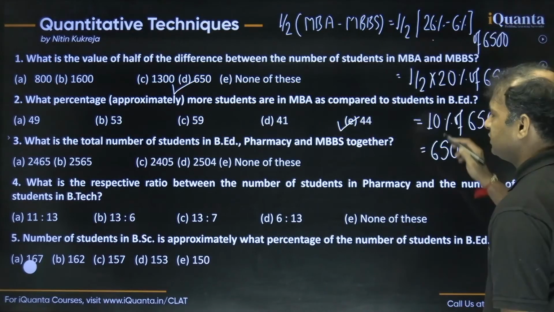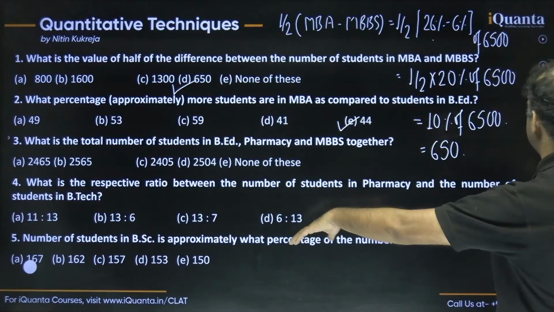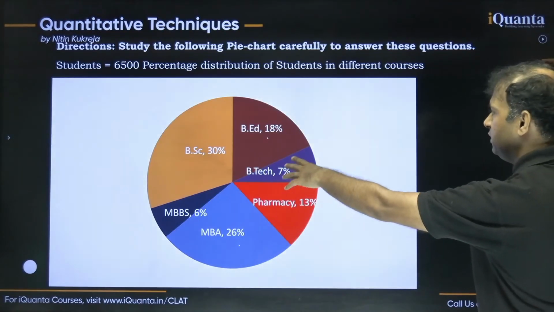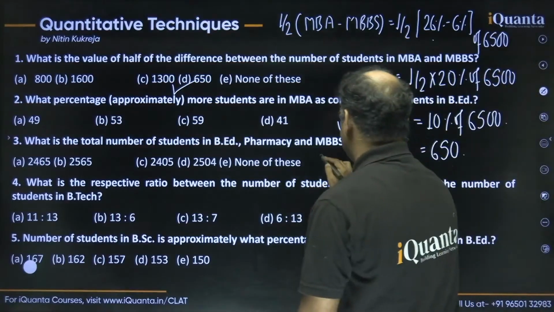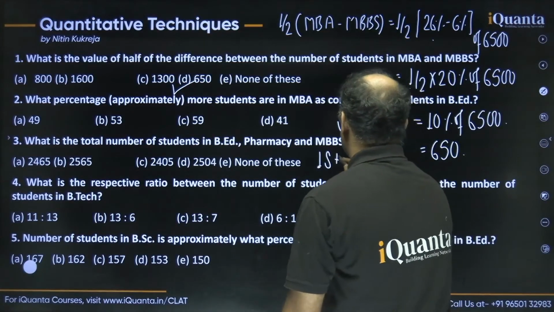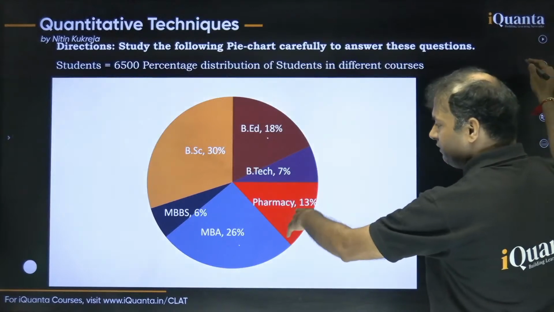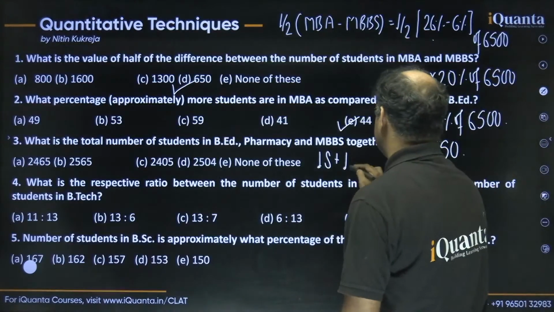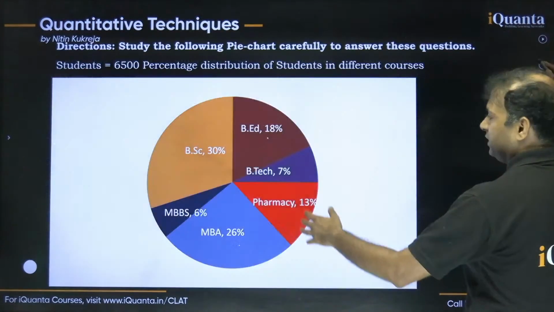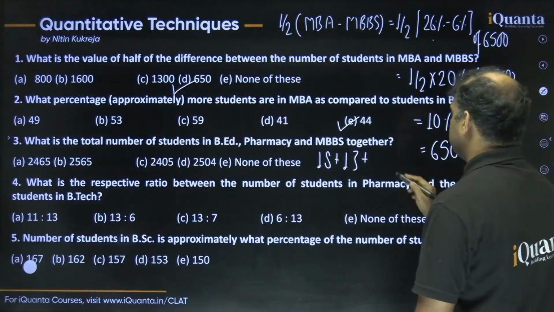So let's first see what is the percentage of each of them. First is B.Ed. B.Ed is how many? B.Ed is 18%. Let's write this here, 18%. Then they're talking about pharmacy. Pharmacy we have is 13%, right? So let's write 13 here. And then we have MBBS. MBBS is 6%, right? So that's it, guys.